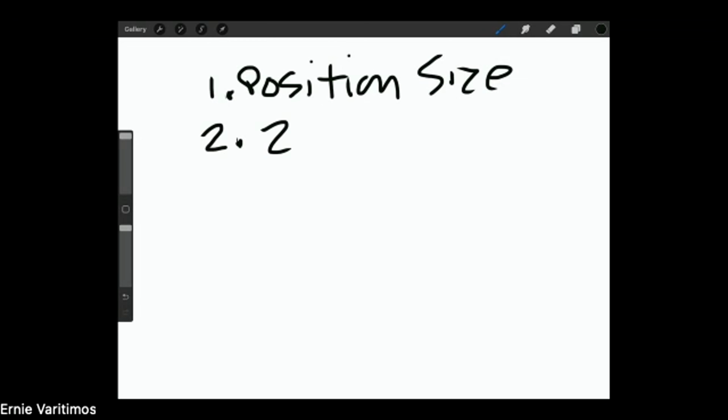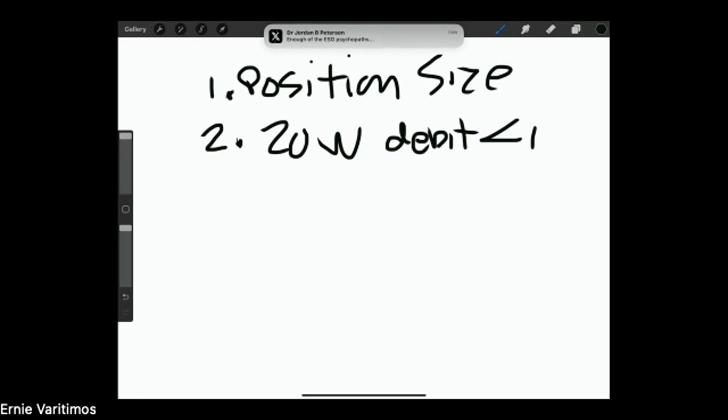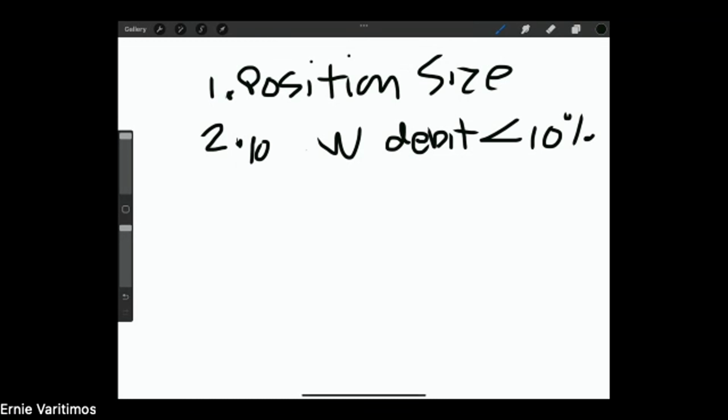So I put on a 20 wide. I make sure that my debit is less than 10%. I should say I put on 10 to 20 wide, but today I put on 10 to 20. And then I execute it. That's it. What time do I put it on?